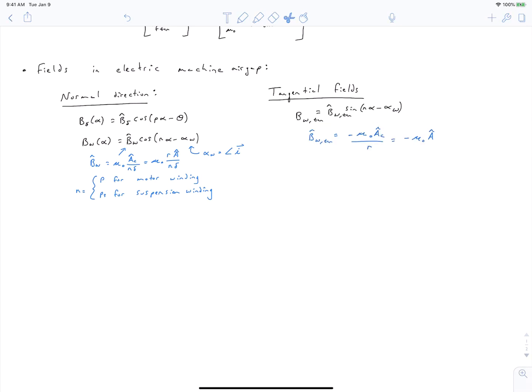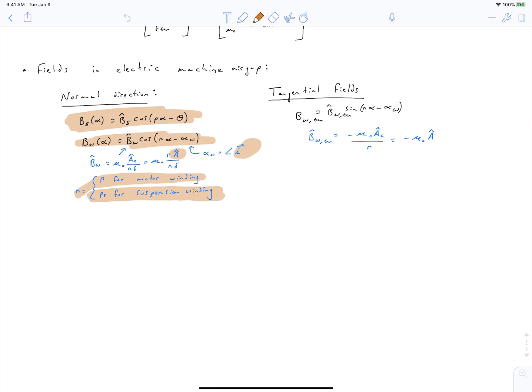And so we have fields in both the normal and tangential direction. In the normal direction, we have a field component due to our magnetizing field, so our permanent magnets or our field coil. And then we have a component that's due to our stator winding. And the stator winding component we relate back to this current space vector, or we can express it in terms of the linear current, the electric loading of the machine. And remember, we got two windings. One winding for motor, which has P pole pairs, and one winding for suspension forces, which has Ps pole pairs.